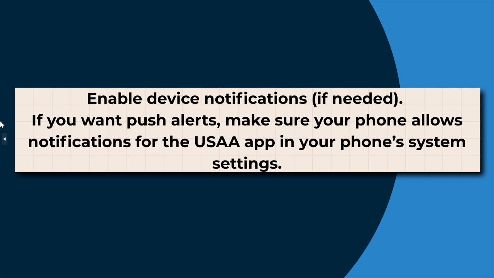Now let's find the account alerts section. This might be under a submenu like notifications or alerts, depending on how your settings are configured. Once there, you'll be able to tailor the app to your specific needs.